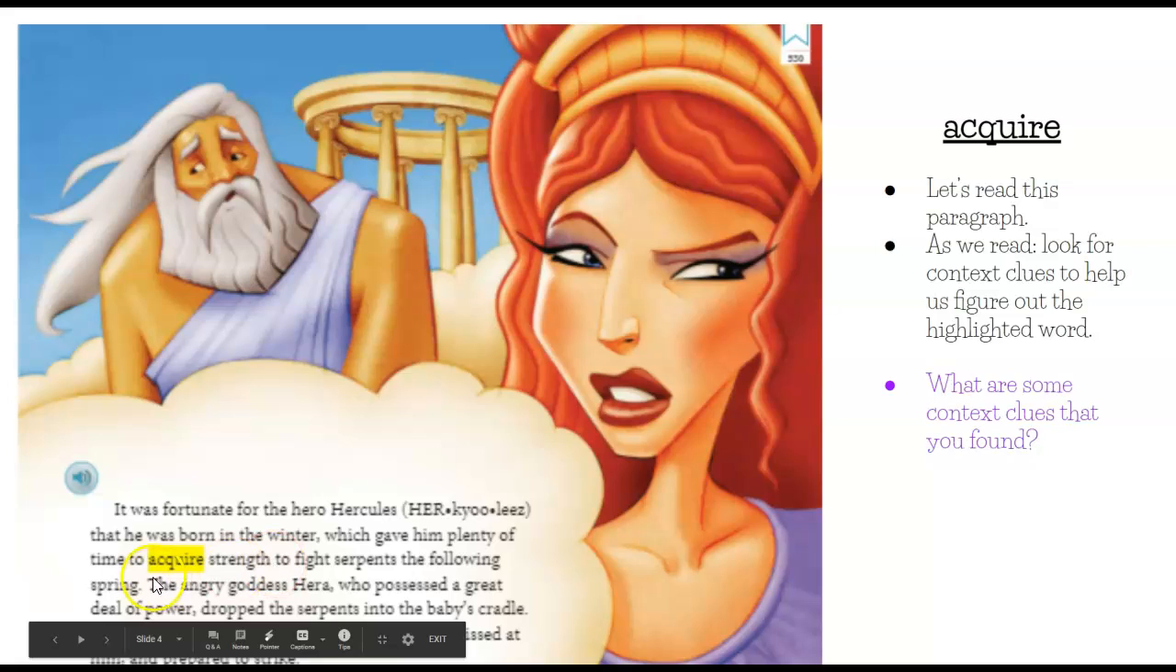I think plenty of time has something to do with this word acquire, because from winter to spring, I know that is usually 3 months when you go from one season to the next. That's at least 3 months, and months is time. And then I see this word strength, to fight serpents. You would have to acquire strength to fight serpents.